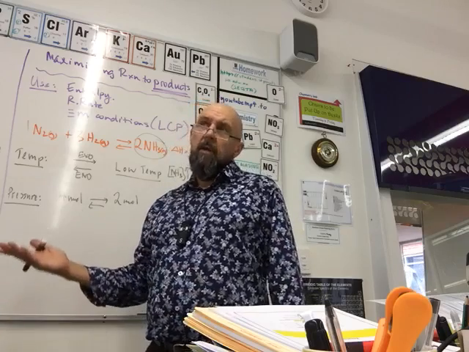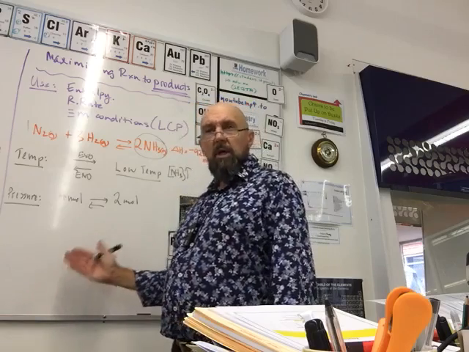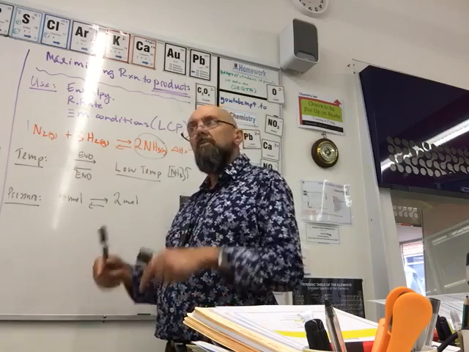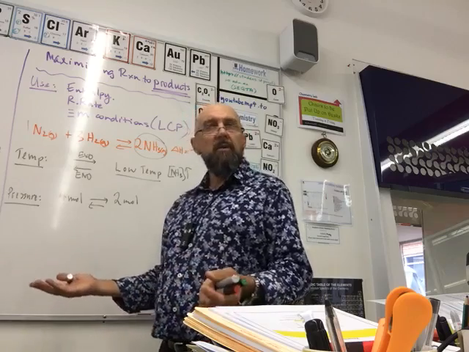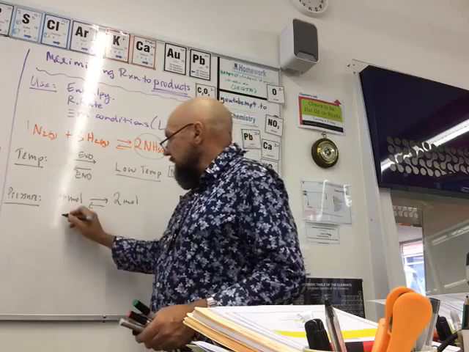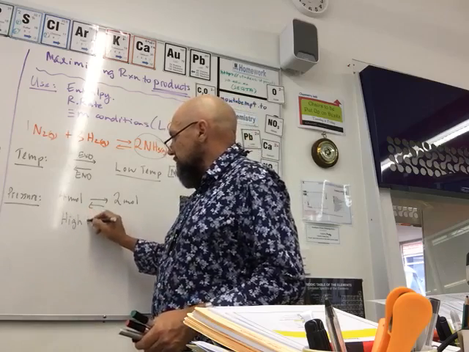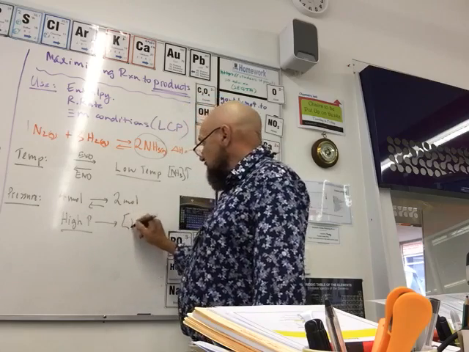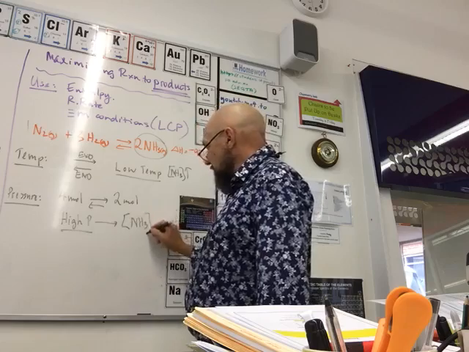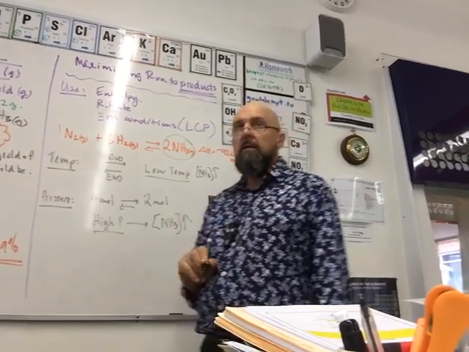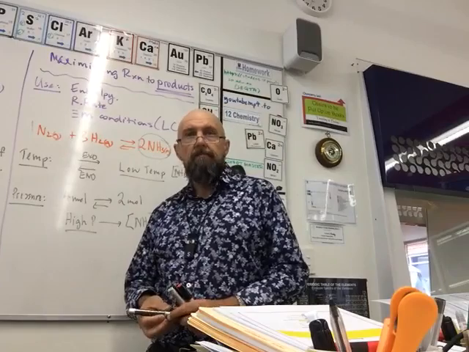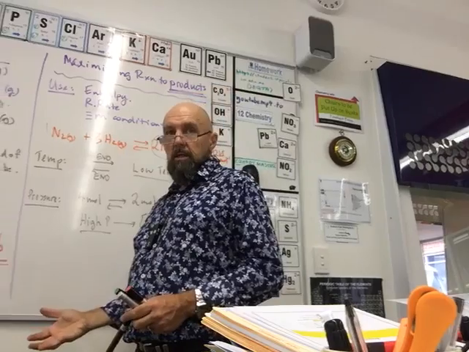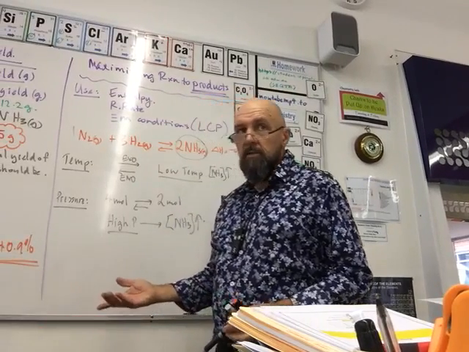Let's look at each one. If I say high pressure, which side is the reaction going to move towards to reduce the pressure? The right side. So high pressure will favour the reaction to the right. Therefore the concentration of ammonia is going to be favoured under those conditions. Now, that's what your knowledge tells you, correct? That's what the theory is telling you right now, based on your current knowledge.